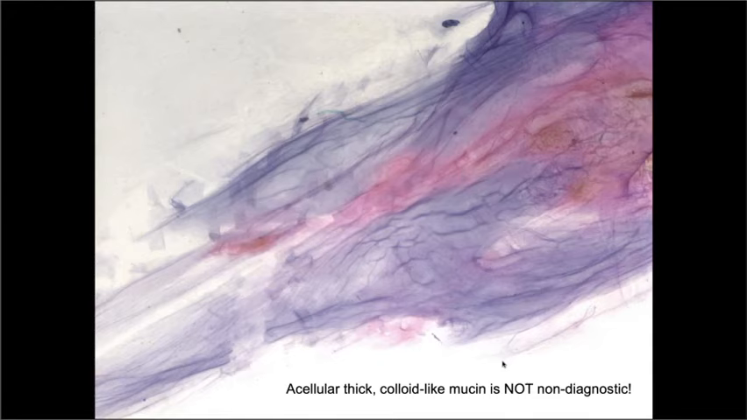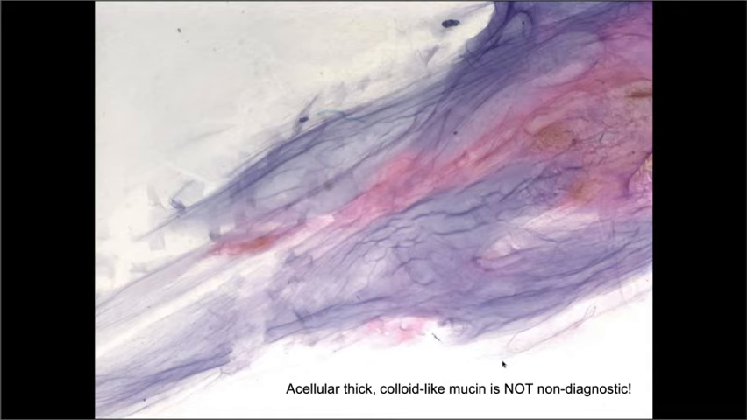Now, this is an example of that thick, colloid-like mucin that probably was so thick it was hard to get into the needle and therefore had to be expressed onto a slide. Your chemistry lab is going to reject a specimen like this anyway, so it really does not add anything to try to get a CEA level on this.